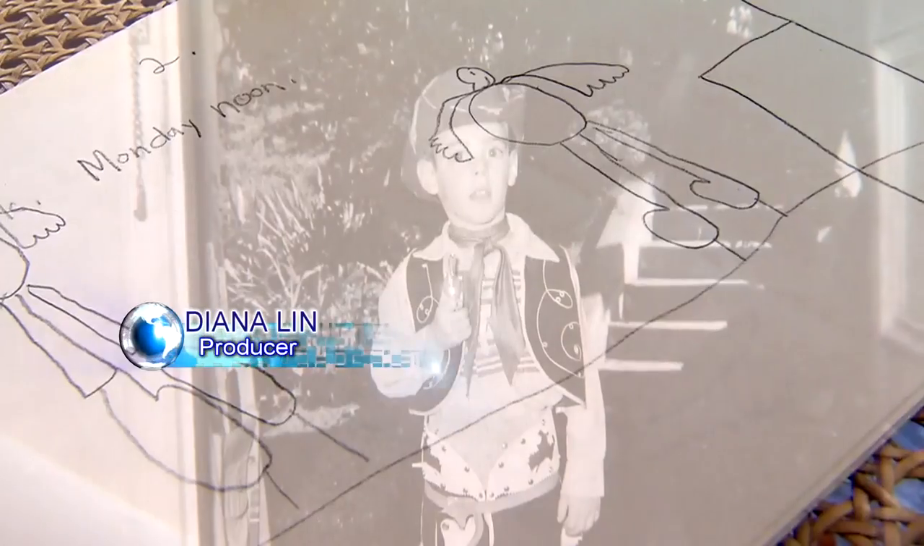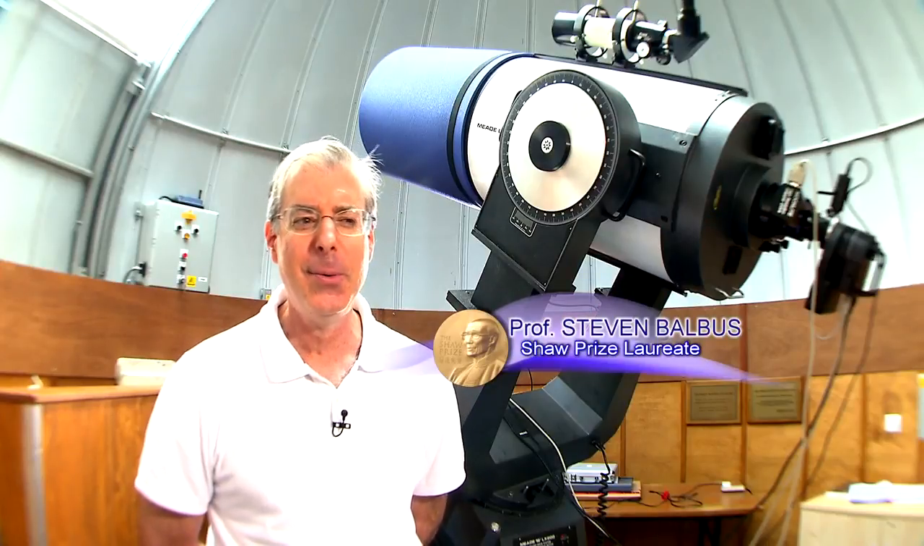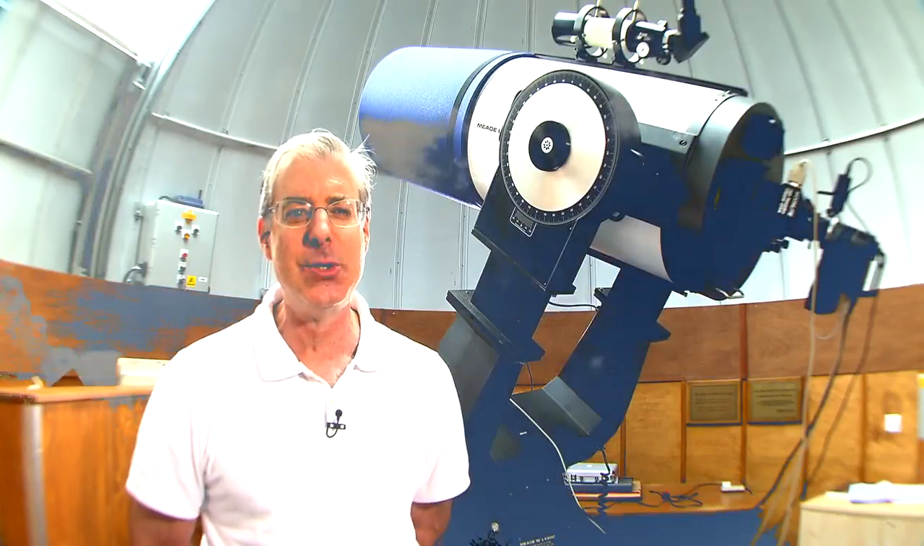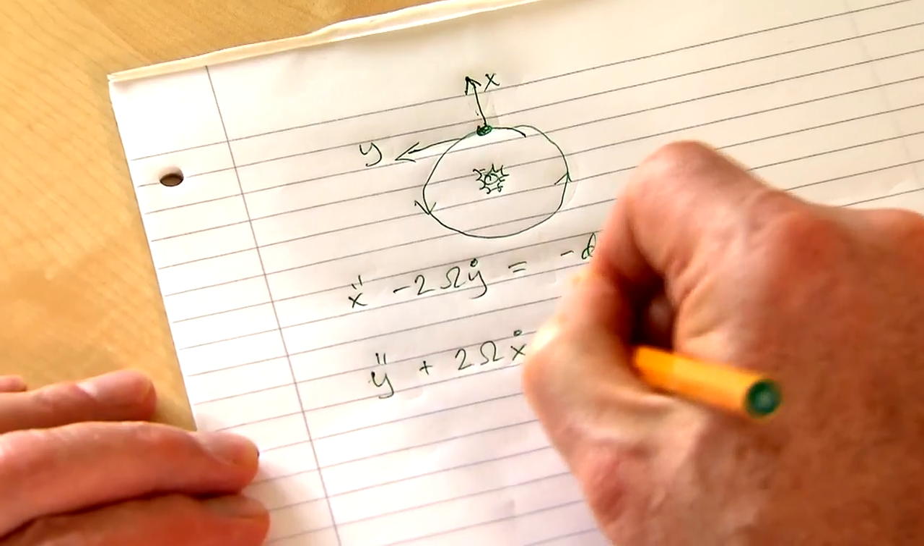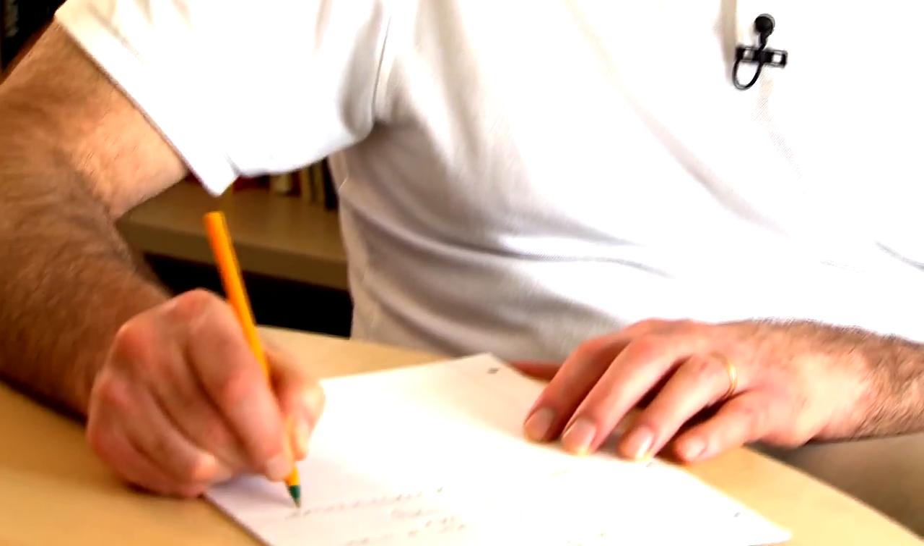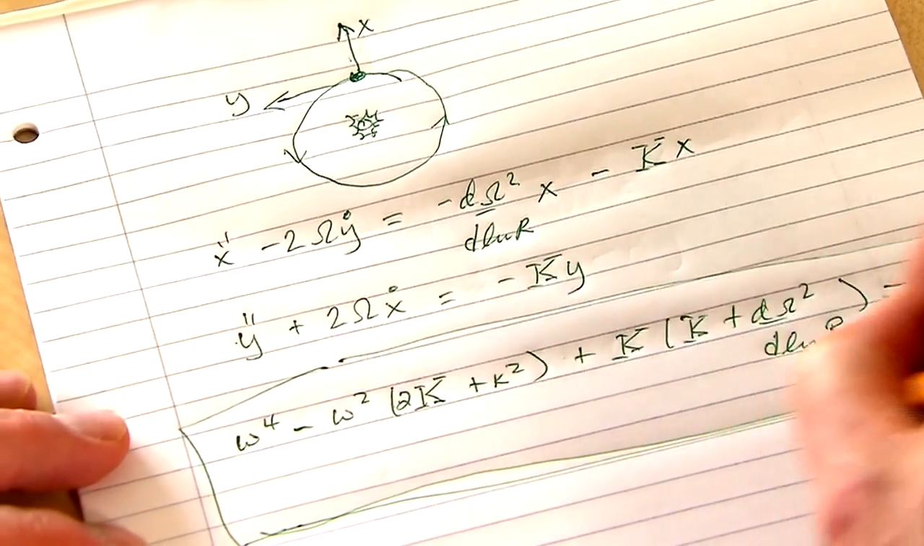Stephen Balbus's interest in astronomy began as a child in Philadelphia, looking at the sky with his father, a physician. I can't ever remember a time in my life when I wasn't interested in astronomy at some level. To have a subject where I could answer some important questions while going through the intellectual exercise of working with mathematical problems was very appealing to me.